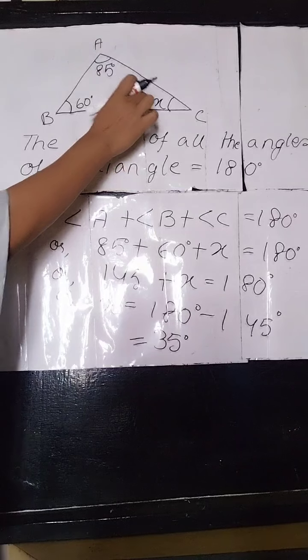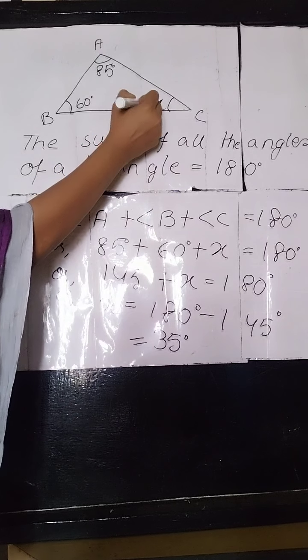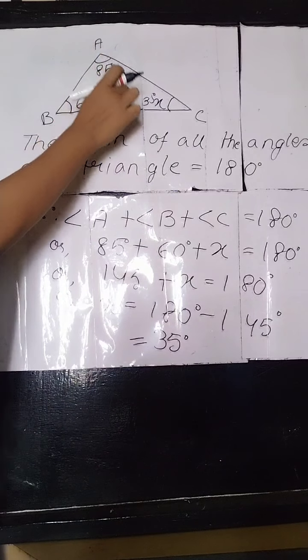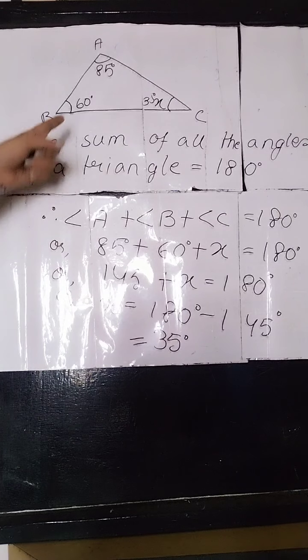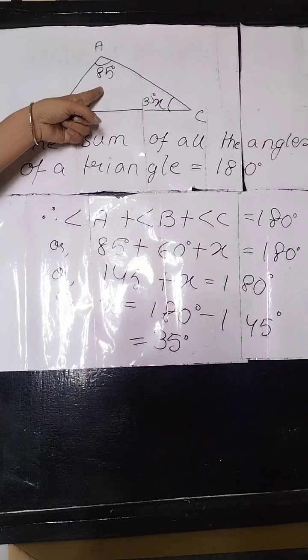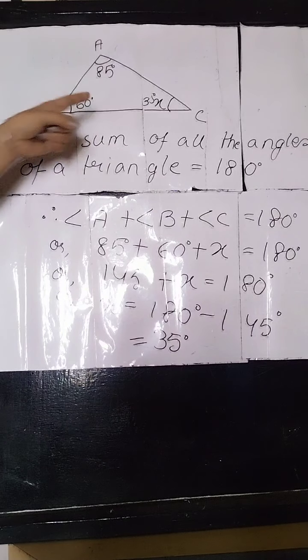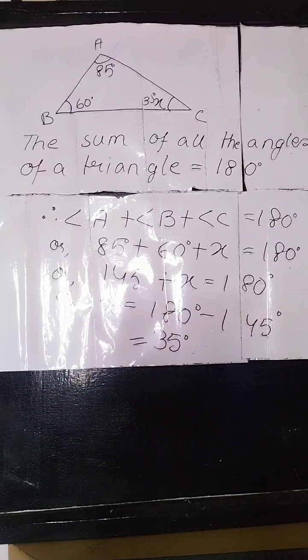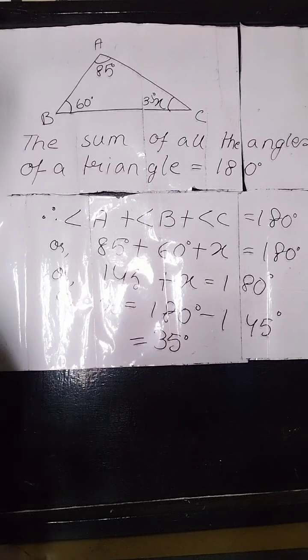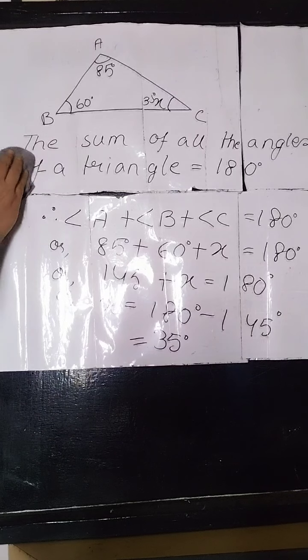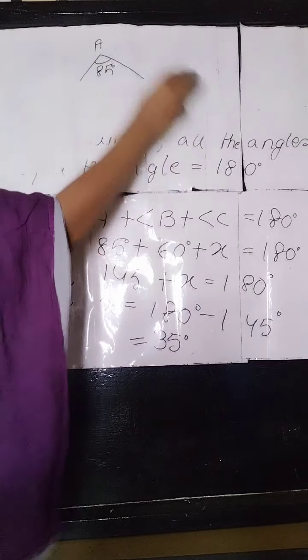This value of the missing angle X is 35 degree. If you add these three, 35 degree, 85 degree and 60 degree, you are going to get definitely 180 degree. So in this way you will find the value of the missing angles in the triangle. Next, we'll move on to the second sum.